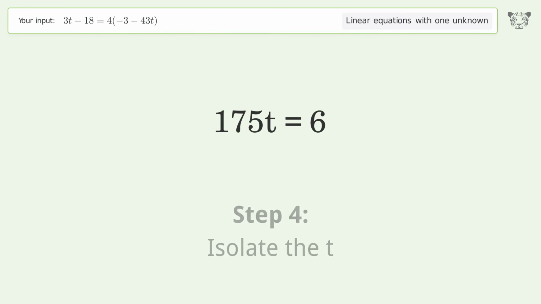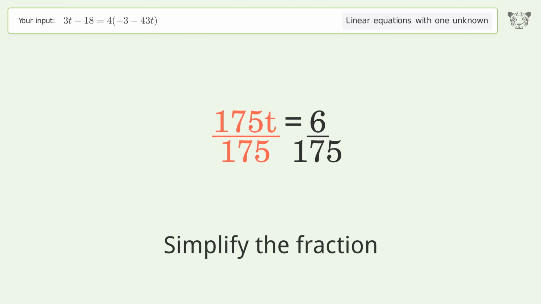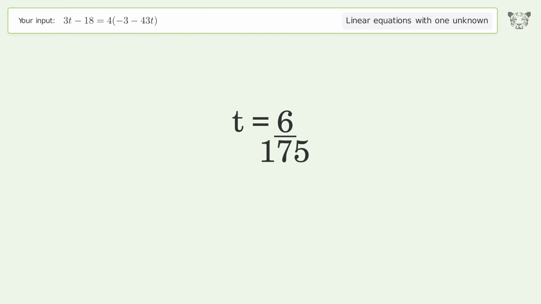Isolate the t. Divide both sides by 175. Simplify the fraction. And so the final result is t equals 6/175.